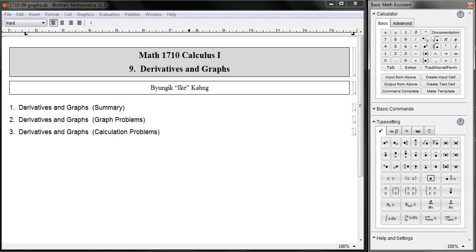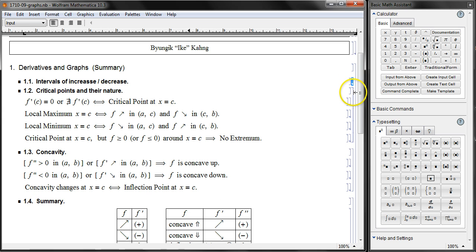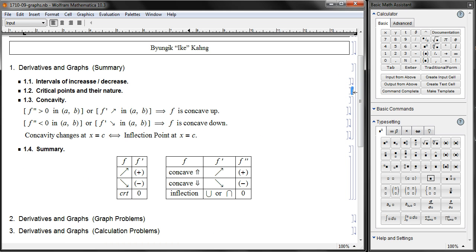Welcome back, students. In the previous videos, we talked about the intervals of increase and decrease and the nature of critical points: local maximum, local minimum, and neither. Now let's discuss the concavity. So we are done with these, and let's talk about the concavity.